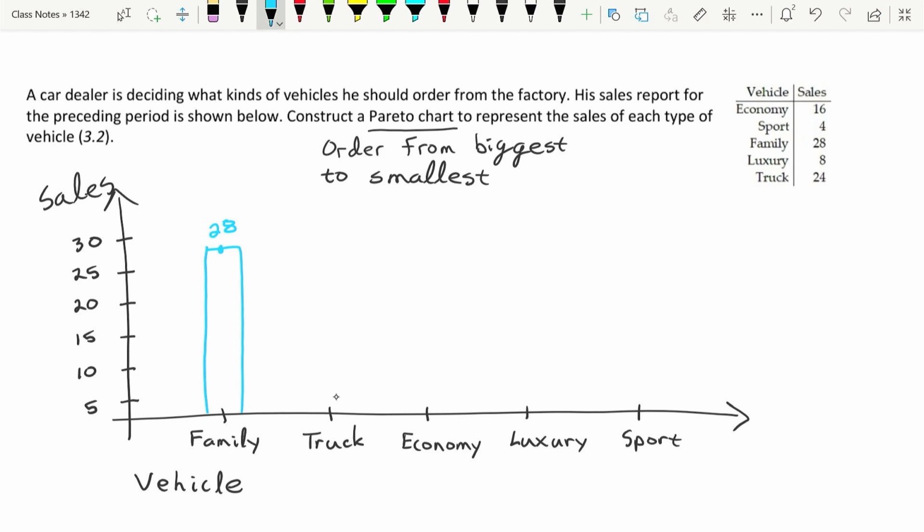And then if we do the truck, it says 24, so we're just going to be just shy of 25 on our scale. So again, it doesn't have to be perfect, we're just doing this by hand. And then for economy, we had 16, so just a little bit above 15. That's the next category. And then for luxury, we have 8, which will be a little under 10 here. And then finally for sport, we only have 4, so that's going to be very short here. And there we go. That'll be a Pareto chart, again, ordering it from biggest to smallest.